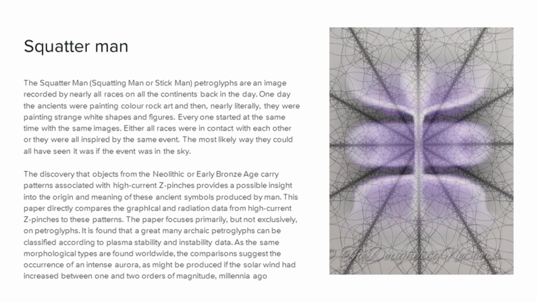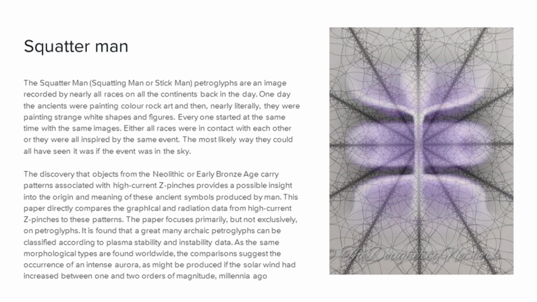Squatterman. Squatterman is found all over the world. I was wearing the shirt yesterday, and this petroglyph has been found all over the world. The discovery that objects from the Neolithic or early Bronze Age carry patterns associated with high current Z pinches, which are black holes, provides a possible insight into the origin and meaning of these ancient symbols produced by man. This paper directly compares the graphical and radiation data from high current Z pinches to these patterns.